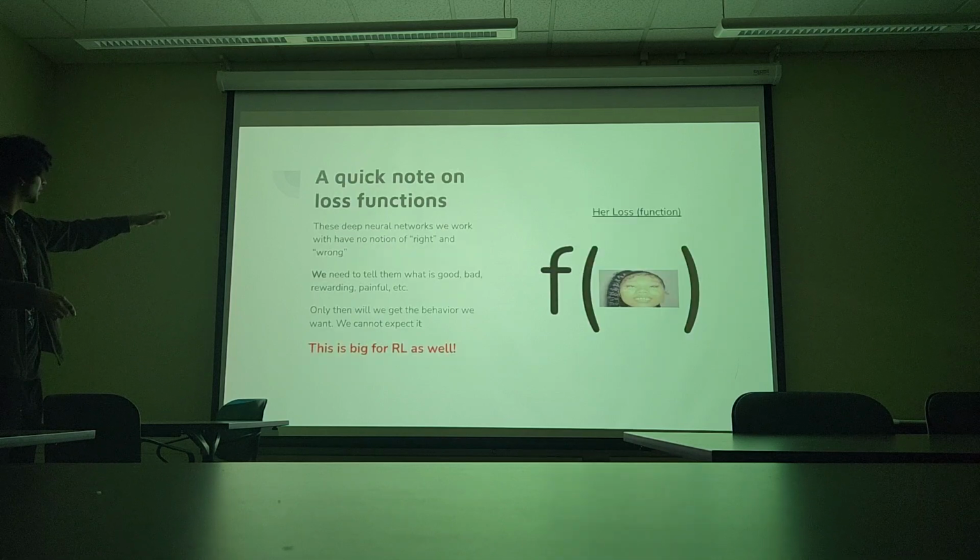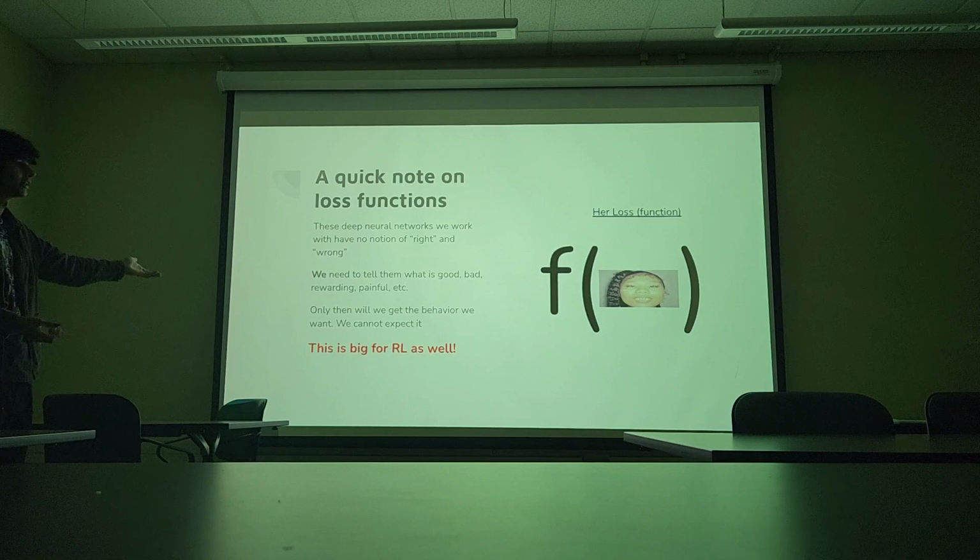A little note on loss functions. These deep neural networks we work with have no notion of right or wrong. We need to tell them what is good behavior and what is bad behavior, what is rewarding and what is painful, and only then will we get the behavior we expect. Like you said, how do you know that they're going to be close to it? You don't until you force them to. The loss function is what the network will optimize for, and if you don't tell it to optimize for something, very rarely will it actually give you that behavior back.